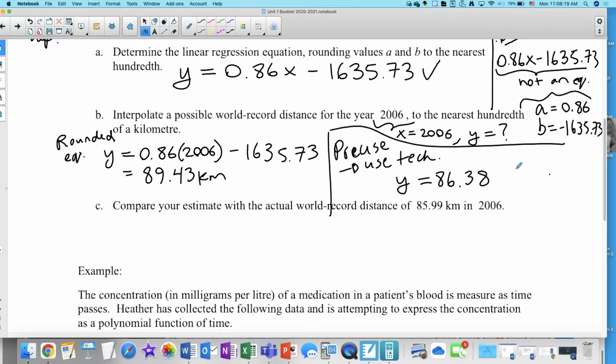Compare your estimate with the actual world record distance of 85.99 kilometers in 2006. The estimate is a little bit high. It's pretty close, but a little bit high. It's, I think, 0.39 kilometers higher.